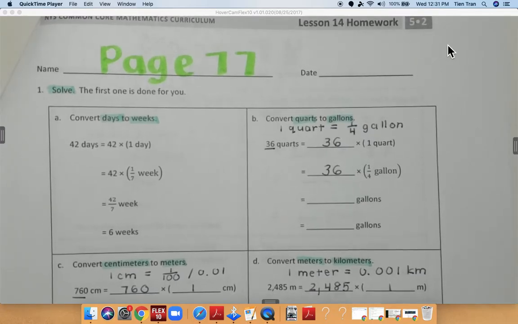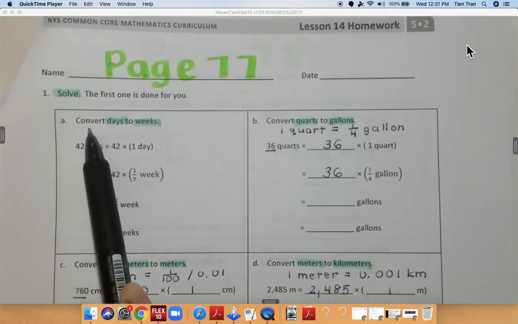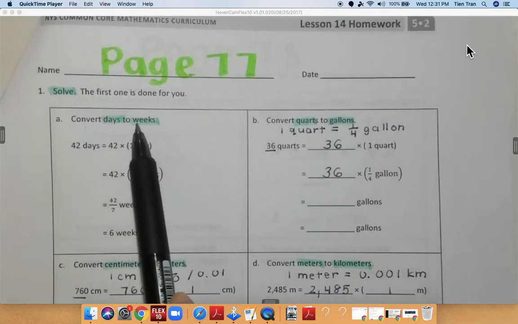We are on page 77 for homework, and today is a little different because you are converting a smaller unit to a larger unit. So, for an example, they have one here for you. They're asking you to convert days to weeks.